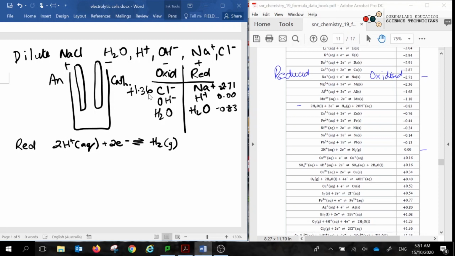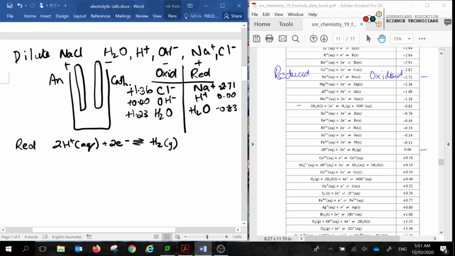And our OH, we're looking for the OH here, and just checking it doesn't have anything other than water in it, so it's positive 0.4. And then we're looking for our water. We can't use this one because it's also got sulfur dioxide, and we don't have any sulfur dioxide in here. So we need to look at this one here. So it's positive 1.23.